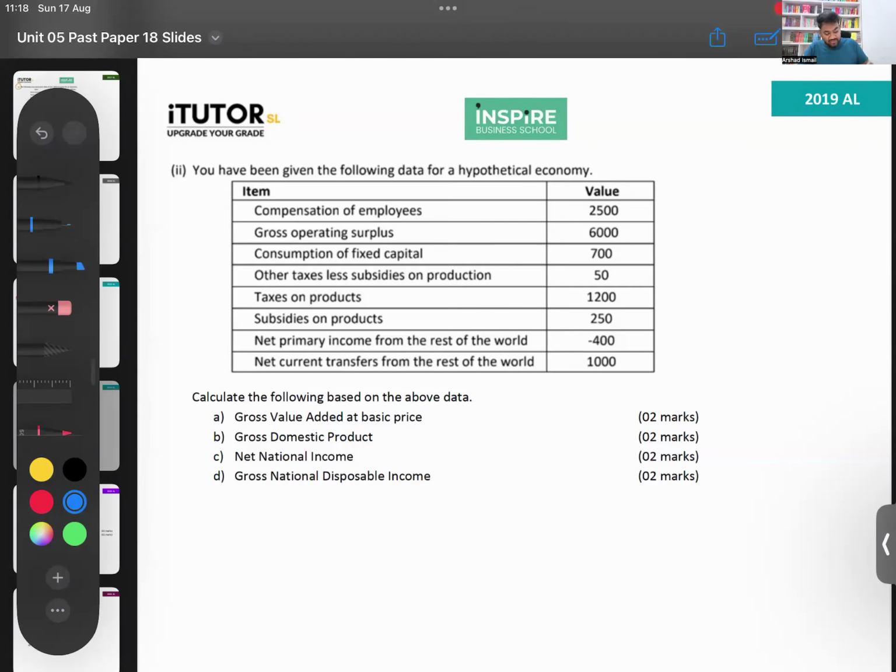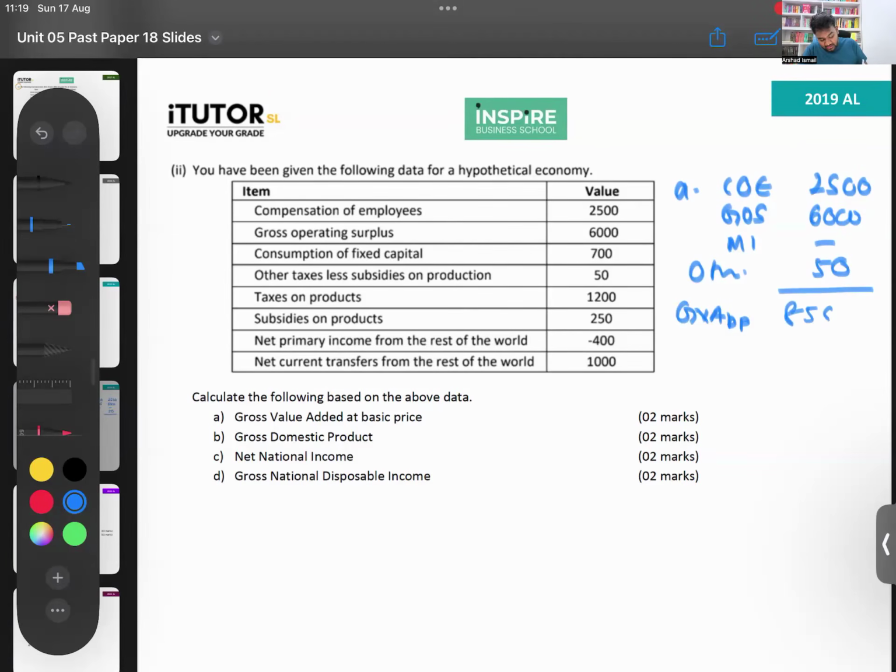So how do you get to GVA first? GVA is compensation of employees, gross operating surplus, mixed income, other taxes less subsidies on production. So compensation of employees is 25, gross operating surplus 6,000, mixed income they haven't given, other taxes less subsidies on production 50. So how much is your GVA? 8,550.